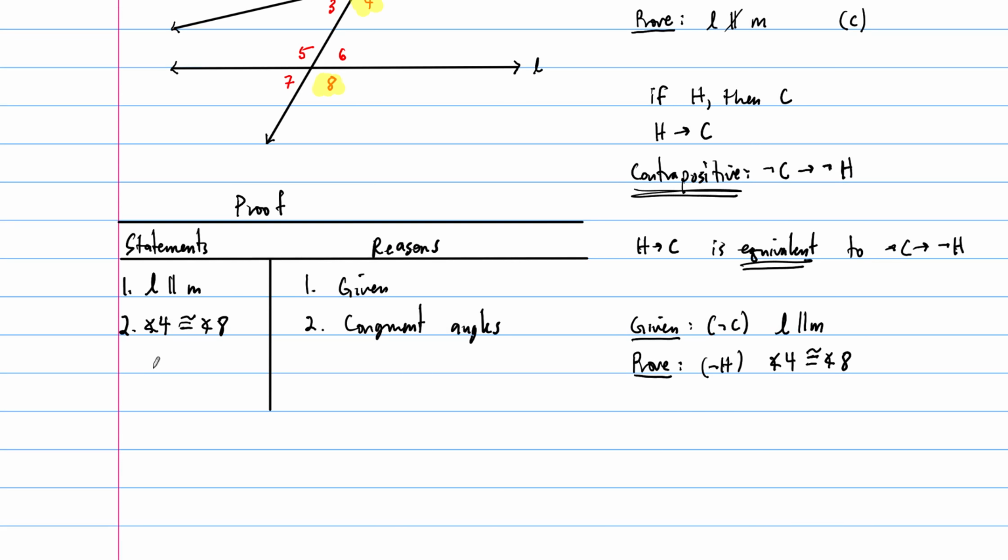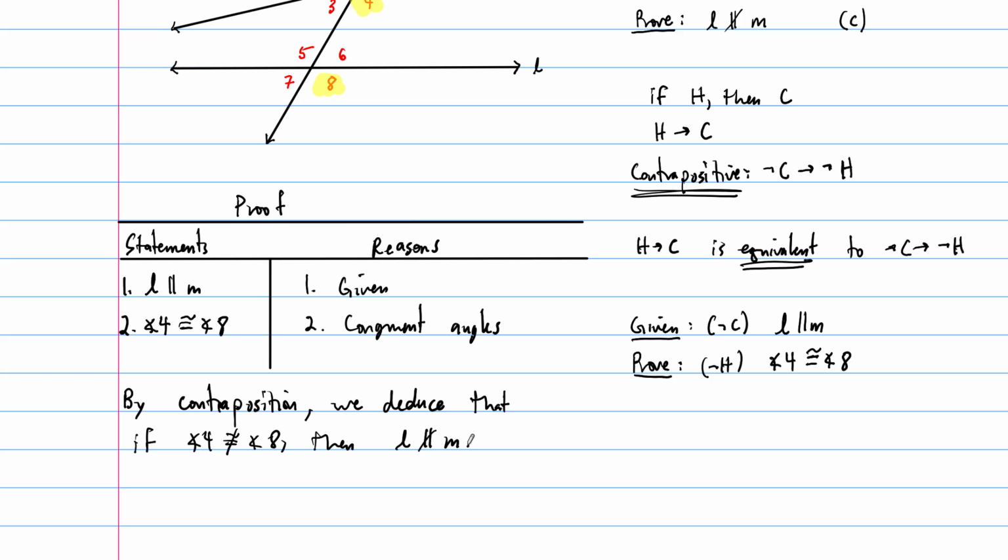Here's how I'll write it. It doesn't have to be part of the table. So now we can just say, by contraposition, we deduce, let's not even say may, we're going to do it, that if angle 4 is indeed not congruent to angle 8, then these lines cannot be parallel. And this is an indirect proof by contraposition.